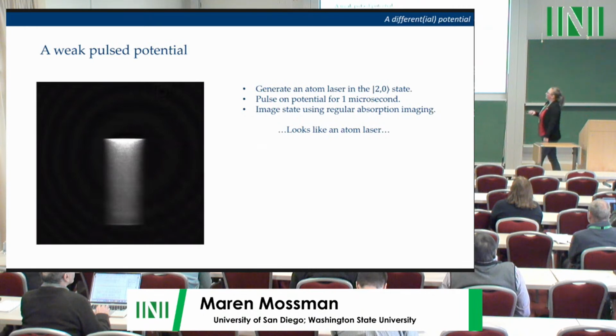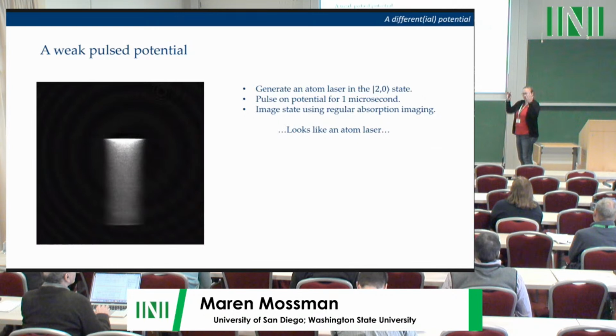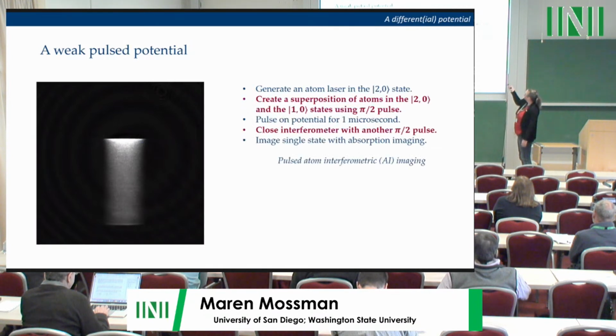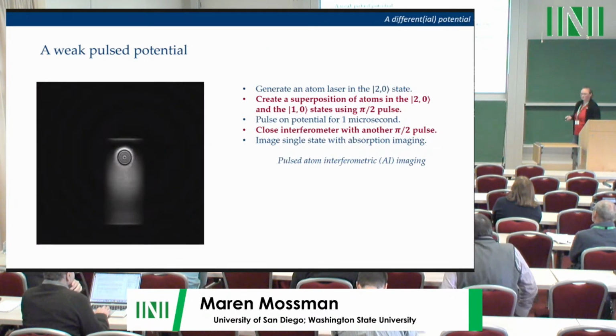But then what if I want to just pulse on something? Everything up to this point has been just leaving on a potential and letting the atoms fall through it. But what if I create my atom laser and then I pulse on a potential for a microsecond? Well, if I just do regular absorption imaging, which is how we typically do imaging, this is what I see. It looks like an atom laser. It doesn't look like much. But now I change my procedures so that I do this atom interferometric imaging, and this is what I get. So now we can see exactly where the potential is.